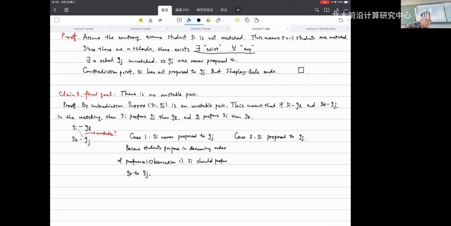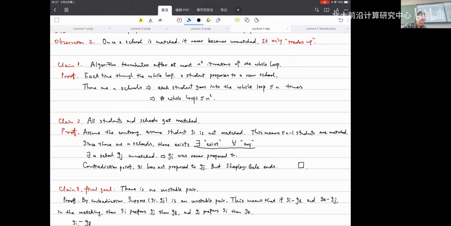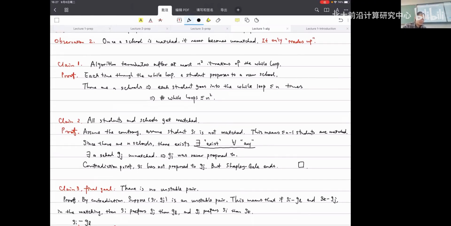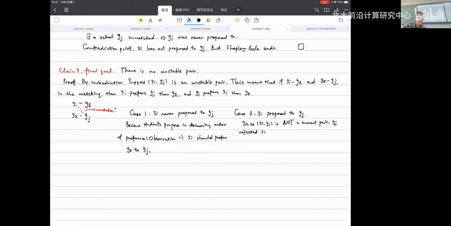But on the other hand, for case 2, where the student SI proposed to GJ, there's another contradiction that we incur. Since SI GJ is currently not a current pair, GJ actually rejected SI. Because SI GJ is not a current pair, and by the discussion in observation 2, graduate schools only trade up, it must be the case that GJ rejected SI.